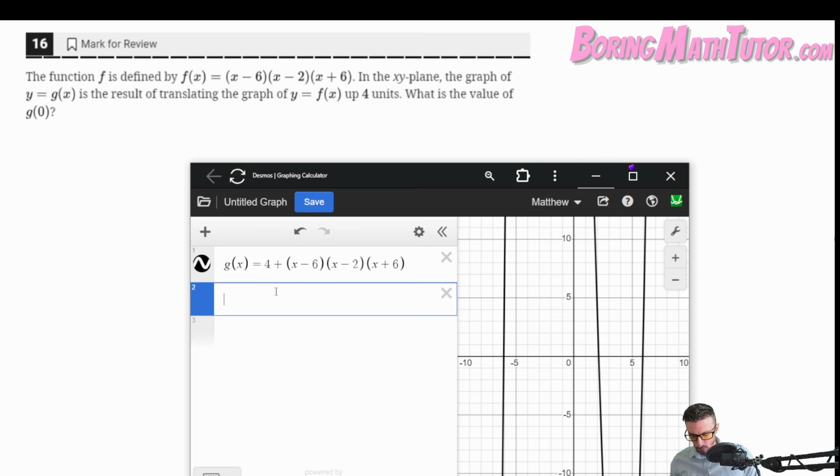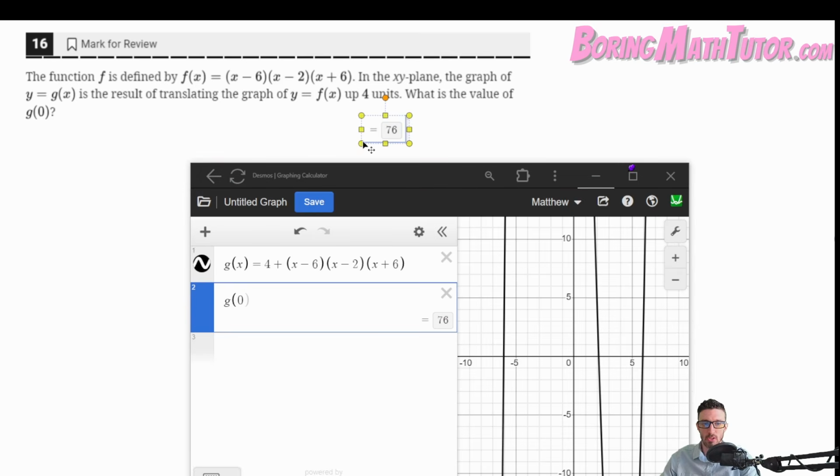And now they're asking me what's the value of g of 0, and because I'm using DESMOS, it just calculates for me nice and quick. Even though that's not that hard to do without DESMOS, it was kind of nice to just guarantee that I didn't make a mistake on the multiplication here. So answer is 76. Let's go.